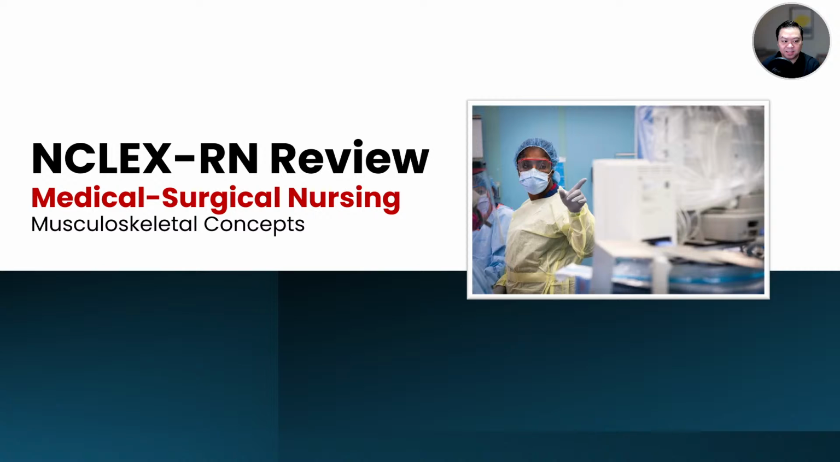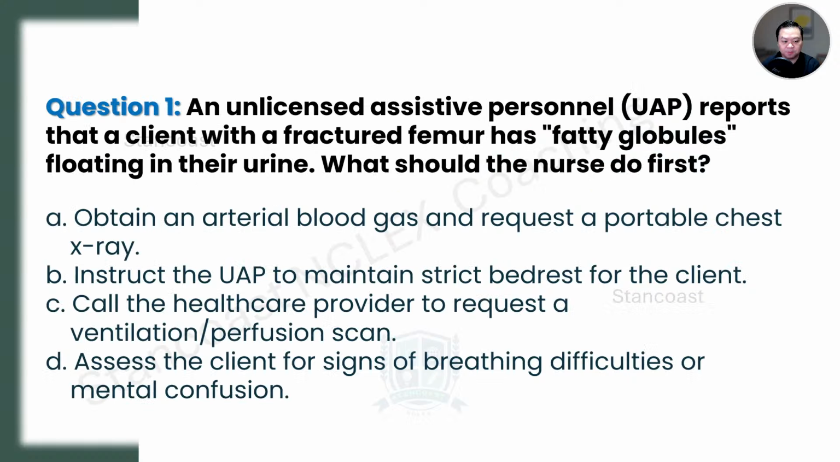And today we'll continue tackling Q&As on fractures and their management. So let's get started with our first question. First question states, an unlicensed assistive personnel reports that a client with a fractured femur has fatty globules floating in their urine. What should the nurse do first?